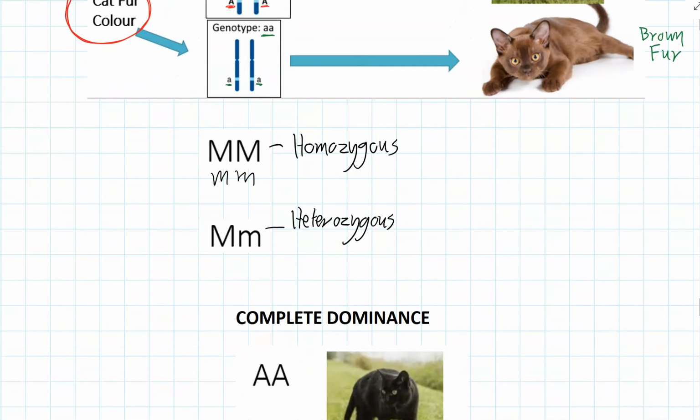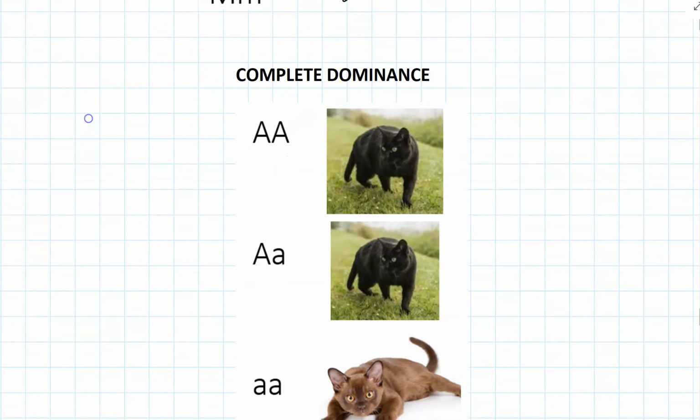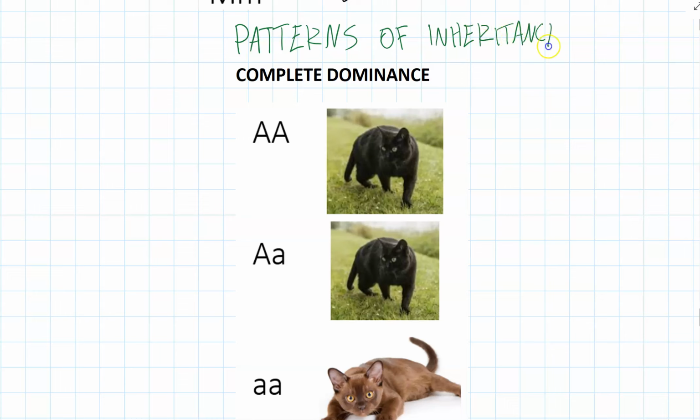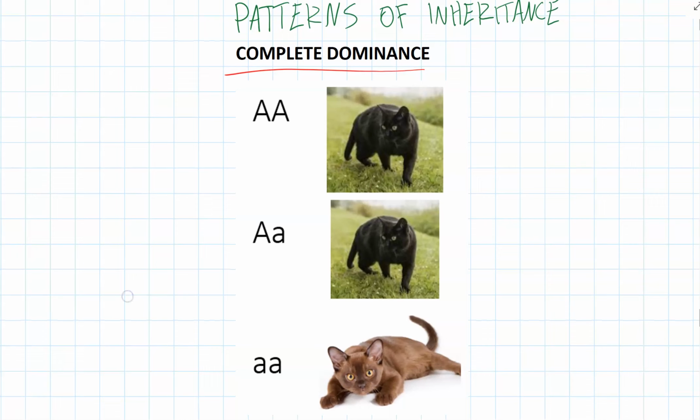Alright. And now we're getting onto patterns of inheritance. So different ways that genes can interact and cause a different trait in an actual organism. And there are 3 main patterns. The first one is called complete dominance. This is the most common and the easiest one, so you learn it first.